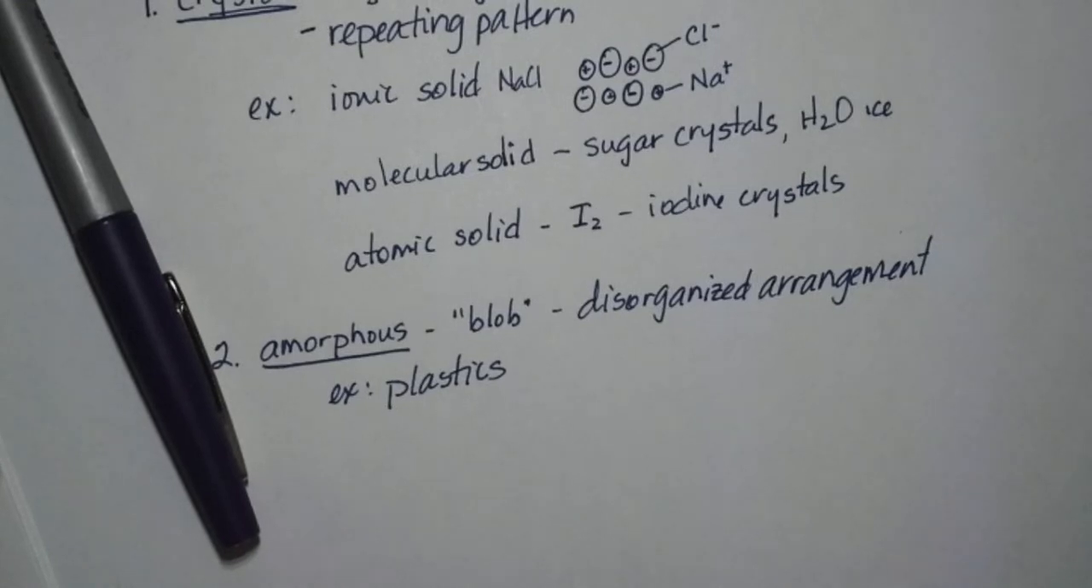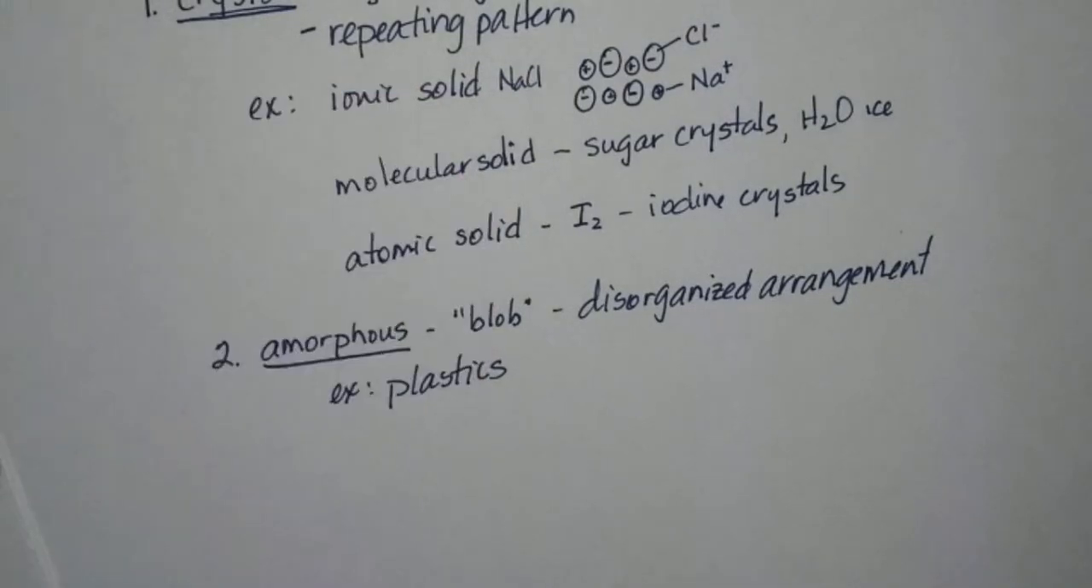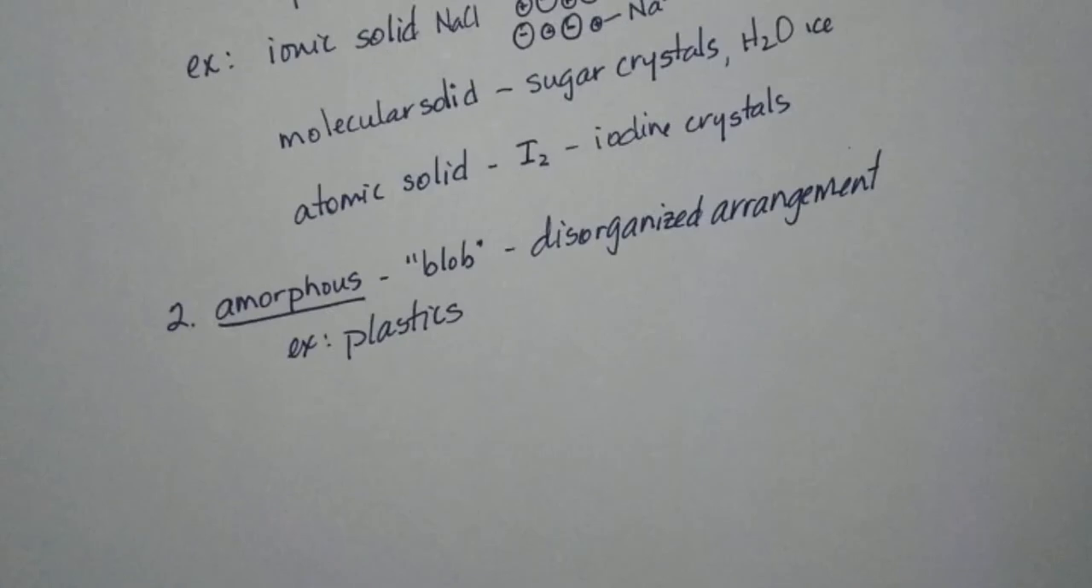So plastics are amorphous, and different plastics have different thicknesses and different toughnesses, so you have to look and see what plastics are good for. But all of them are amorphous. There's no crystal structure in the plastics at all. The next one would be network covalent.